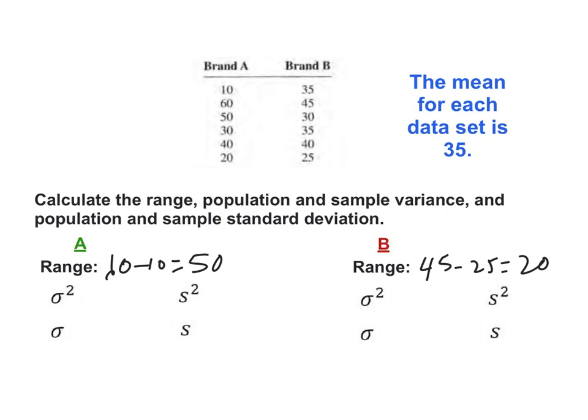Now, here's what you have to do. Okay, here's what I want you to do. In your calculator, make this. I want brand A to be list 1. So this one is going to be list 1. This one is going to be list 2. Okay, so I want you to just enter that data.